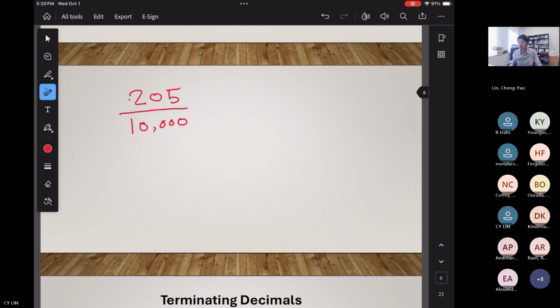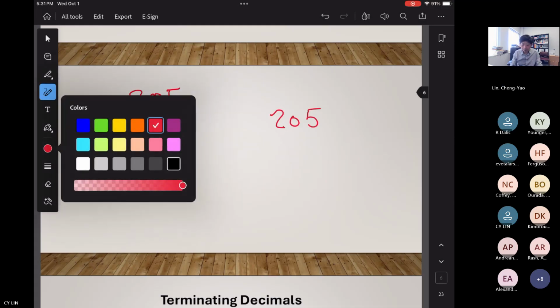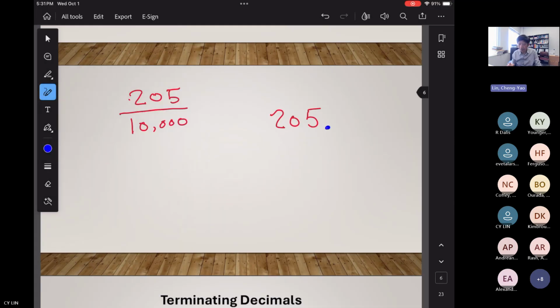Okay, are we done? All right, so how about we do method 1? If I convert this to a decimal, I have 205, okay? Method 1 is like this. The decimal point is right there. How many zeros are there? That's 1, 2, 3, 4, right? That means we're going to divide it by 10,000.